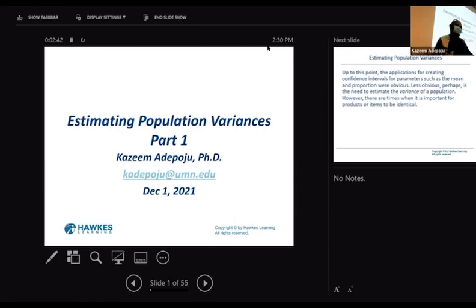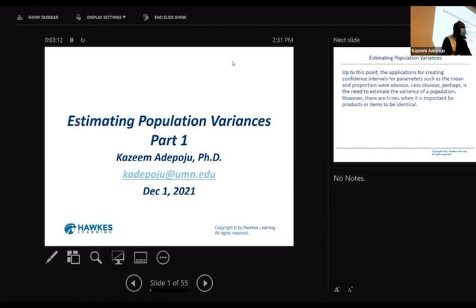We're actually going to focus on two lecture materials today. And of course, the first one is about estimating population variances. Okay, how do we estimate population variance in one population? And the second material is actually going to be how do we estimate population variances in two populations? Okay, maybe we want to compare population variances.